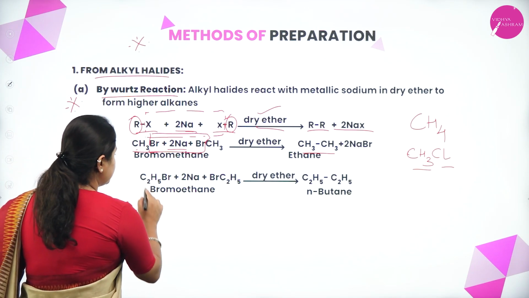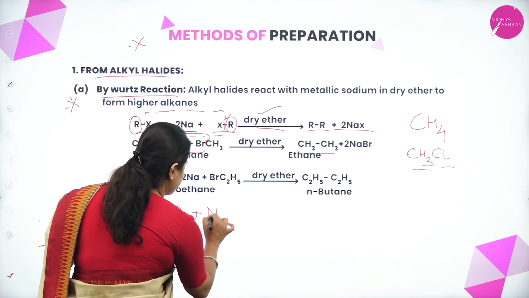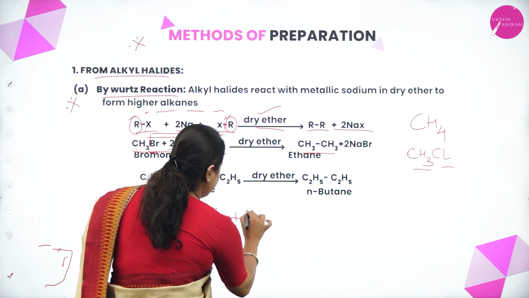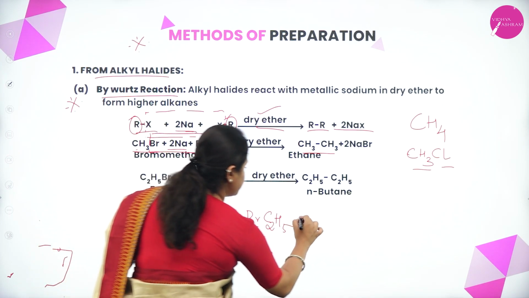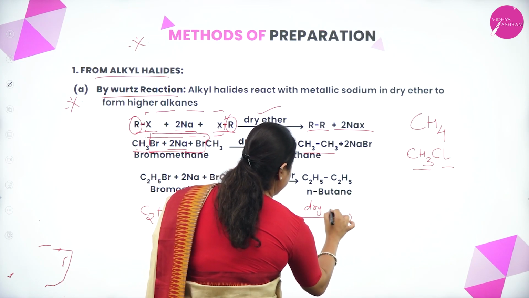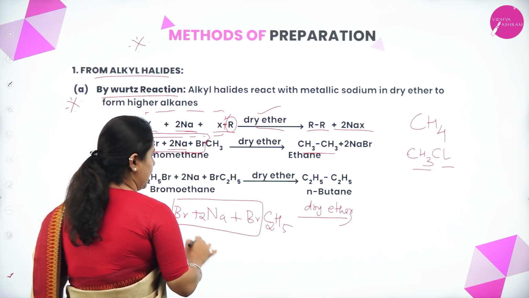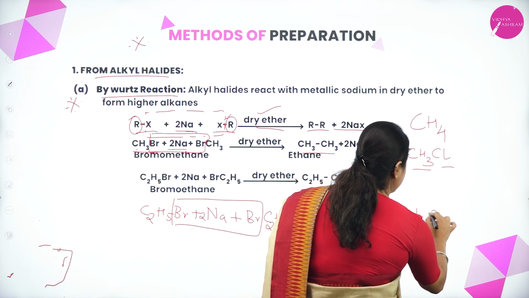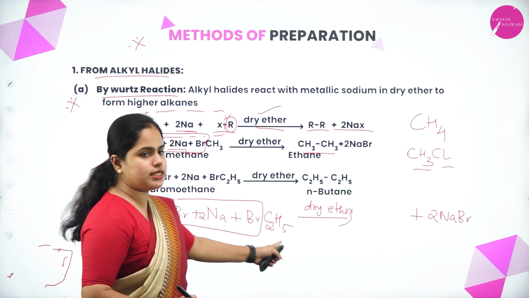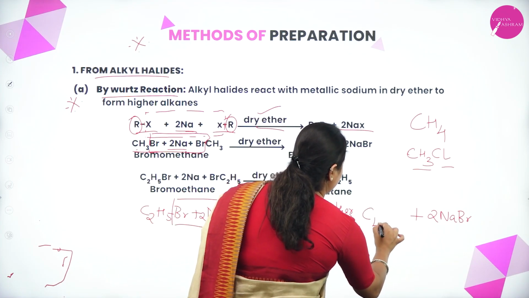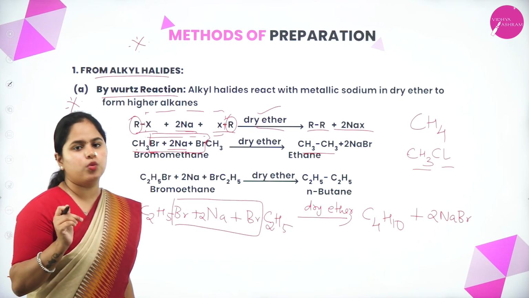Another example, C2H5Br, again in the presence of 2 moles of sodium. Again, I am writing it the opposite way, BrC2H5, in the presence of dry ether. So what happens here? This much part will be removed as 2NaBr. And which alkane are you going to get here? C2H5 C2H5. Together you can write it as C4H10, which is butane, right? So this is Wood's reaction.